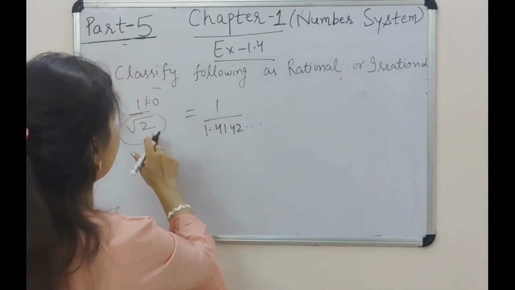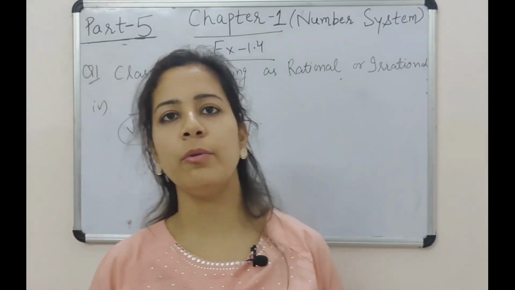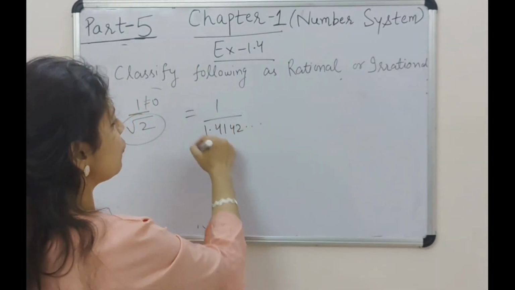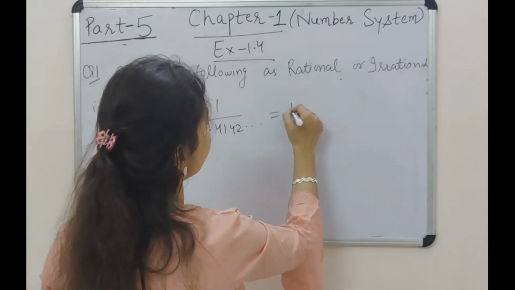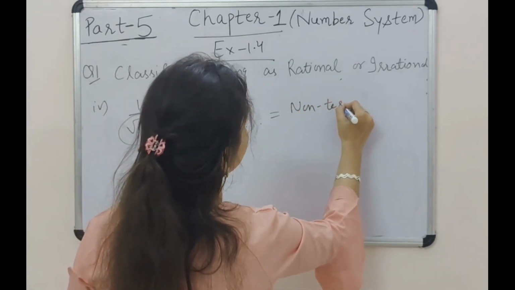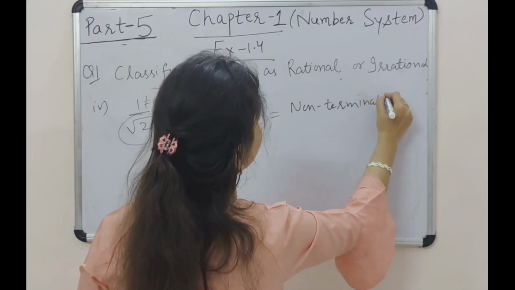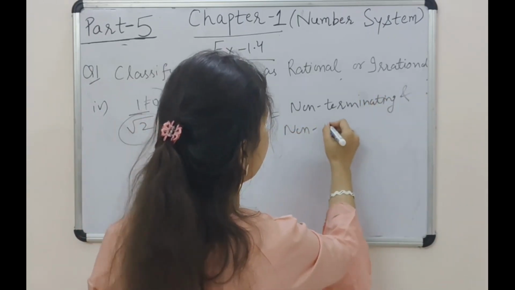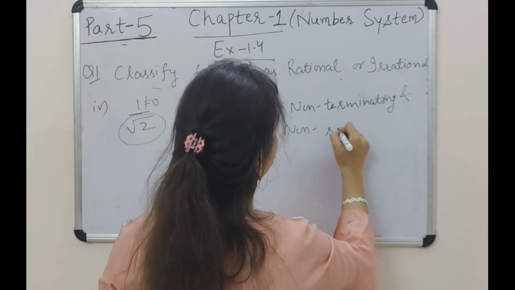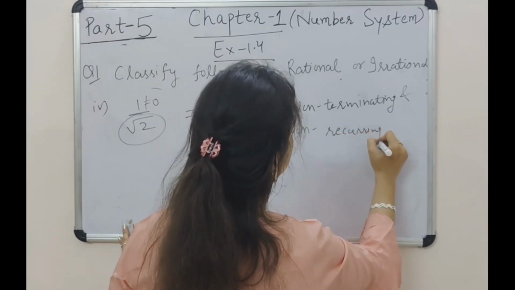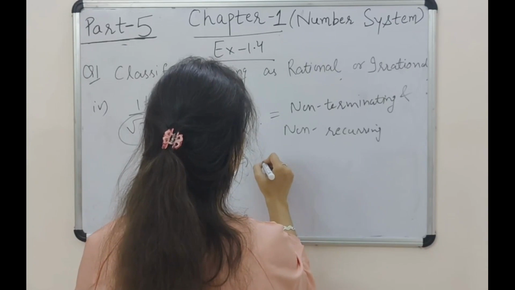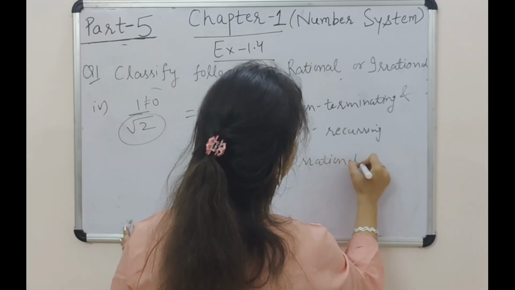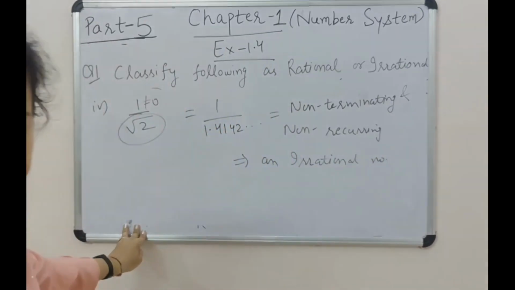Even if you are writing the value of root 2, the approx value of root 2 is 1.4142 and so on. आप इसको divide करोगे, even then your output will be a non-terminating and non-recurring value, which is clearly the feature of an irrational number. So this implies that your output will be an irrational number. Very easy, right?